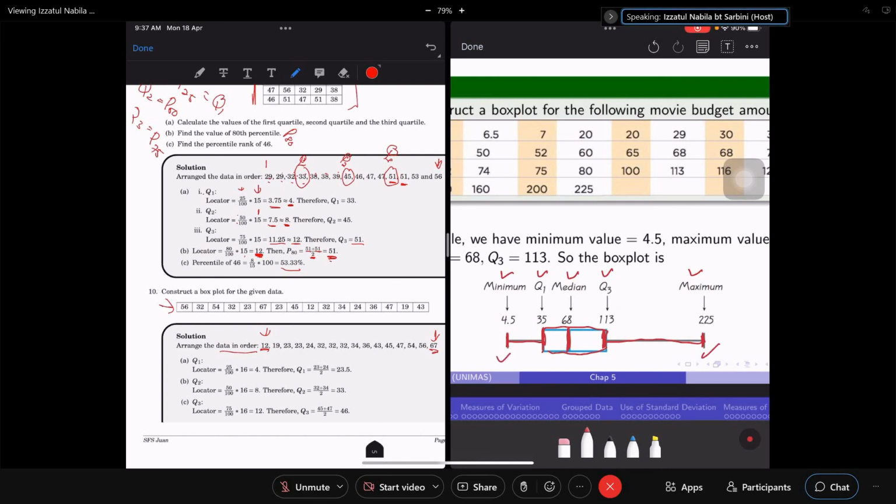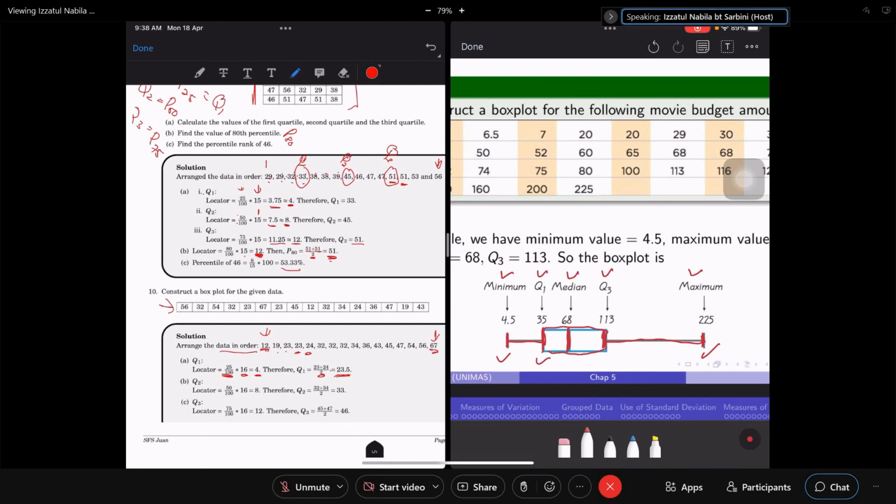So you need to calculate Q1. Q1 is the same as question 9 just now. Q1 is 25%, so 25 over 100 times the number of data. In this case, the number of data is 16. So 25 over 100 times 16 equals 4. It's a whole number, right? So if it's a whole number, you have to add the next number. So 4, 1, 2, 3, 4. So it's 23 and 24. So 23 plus 24 divide by 2. So you get the first quartile, 23.5.